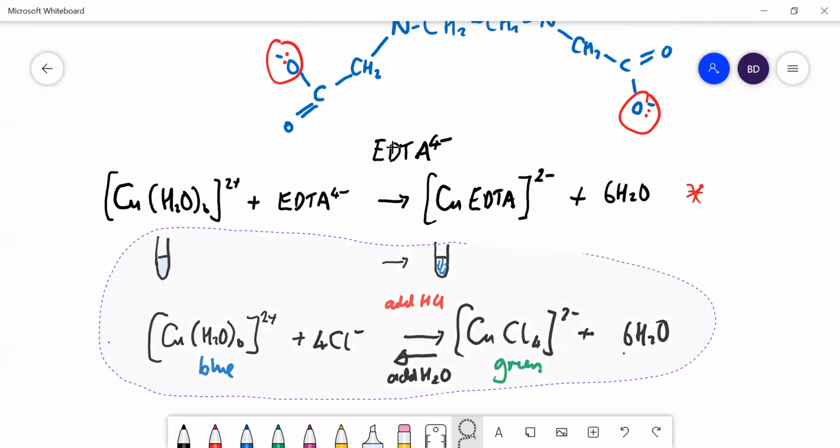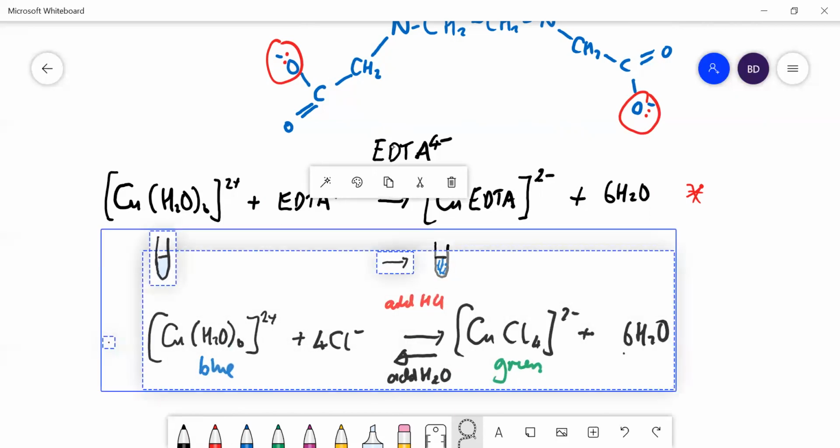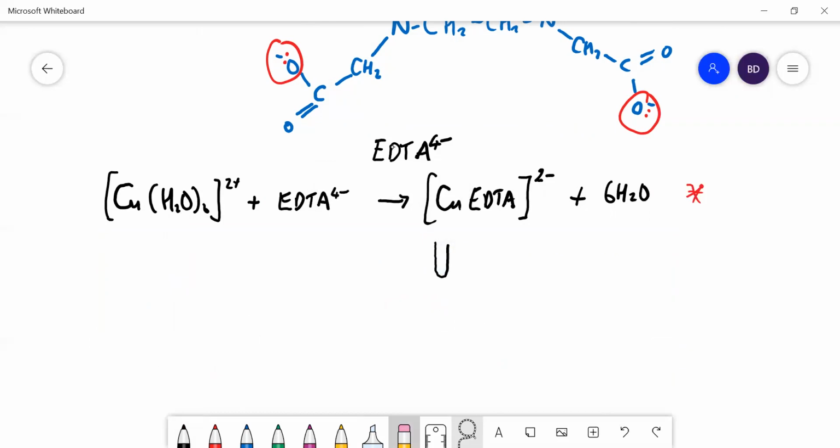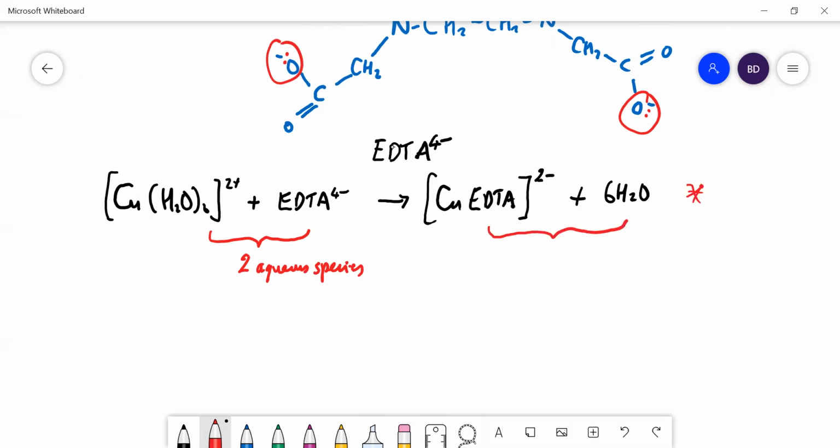If you haven't done entropy yet, don't worry about it too much now, but you might want to come back to it when you have done the thermodynamics topic. Right, let's have a look at the entropy, the disorder. On this side of the equation, we have got two aqueous species. On this side of the equation, we have got 6 waters and 1 complex, so we've got 7 species there. So what has happened is the entropy has increased. So delta S for that is positive.